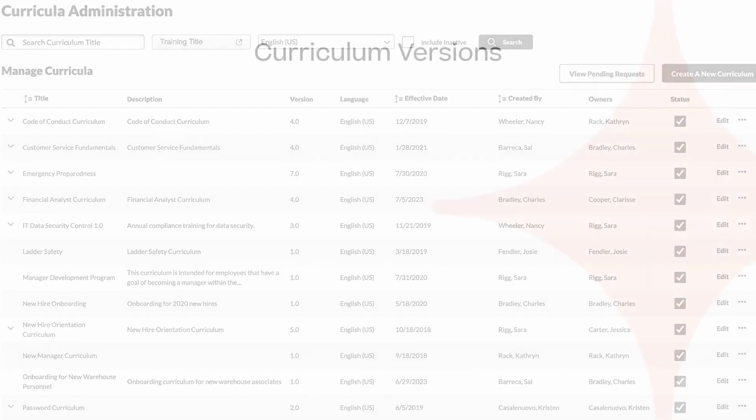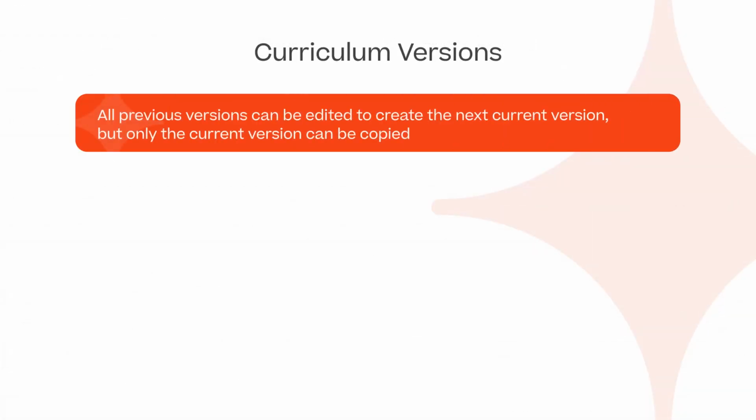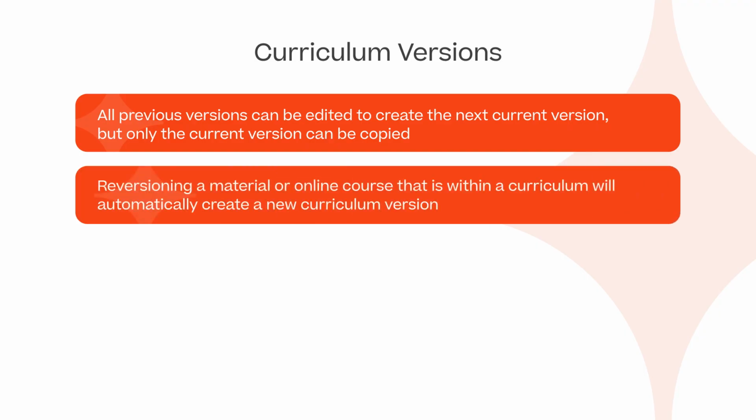It is important to call out two things regarding curriculum versions. The first is that all previous versions can be edited to create the next current version, but only the current version can be copied. The second thing, reversioning a material or online course that is within a curriculum will automatically create a new curriculum version.